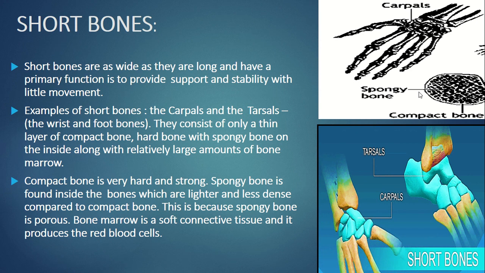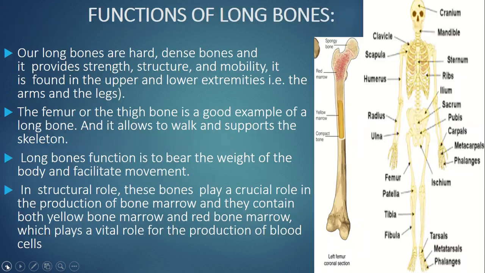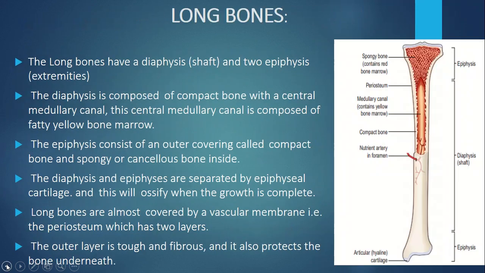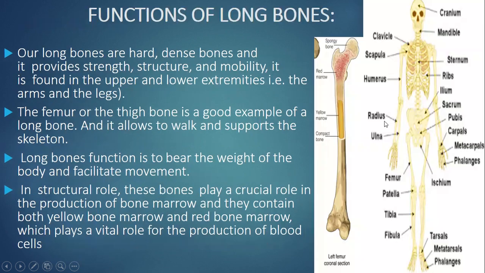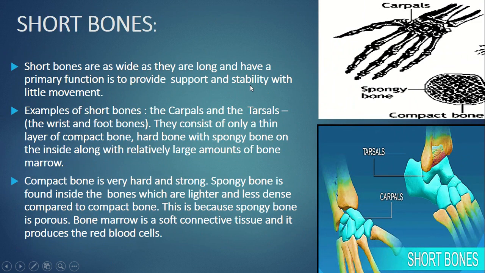But in the long bone we saw that the compact bone is thicker outside, everywhere, and the spongy bone is present only at the end, at the epiphysis. Here you can see the spongy bone is present at the end, and the compact bone is present everywhere. So this is the difference between the short bones and the long bones.